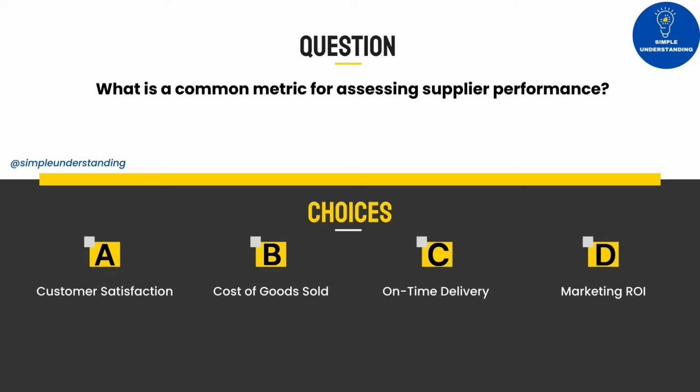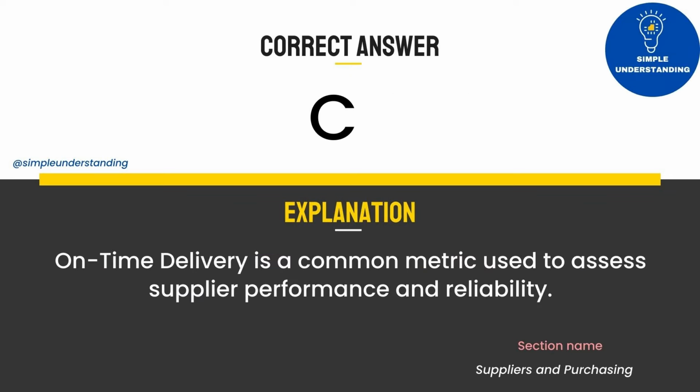5. What is a common metric for assessing supplier performance? A. Customer satisfaction. B. Cost of goods sold. C. On-time delivery. D. Marketing ROI. Correct answer: C. Overall explanation. On-time delivery is a common metric used to assess supplier performance and reliability.